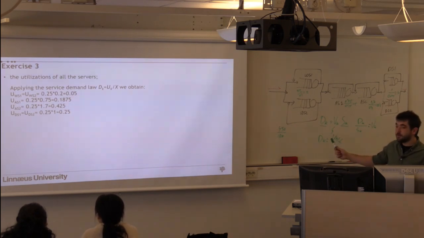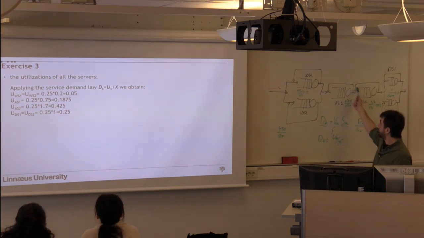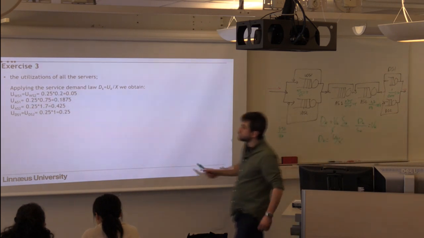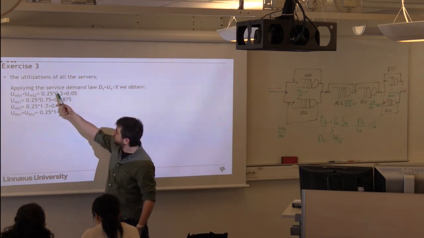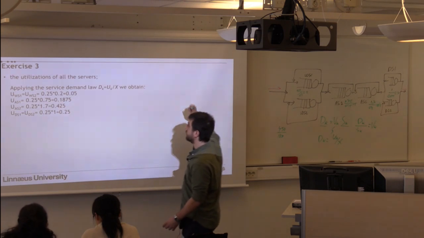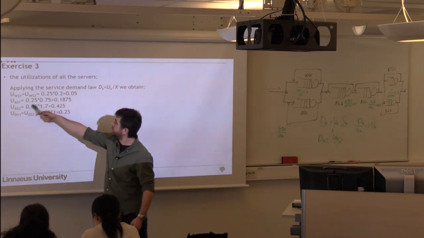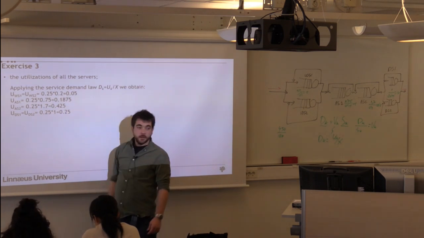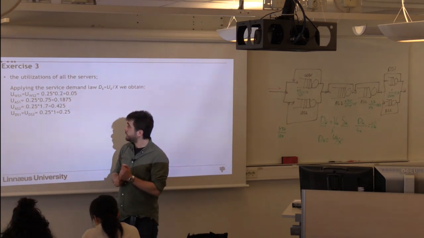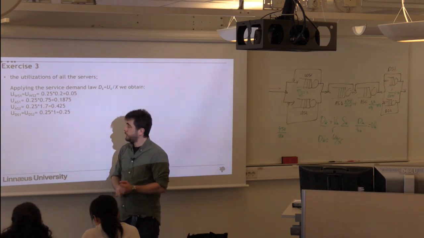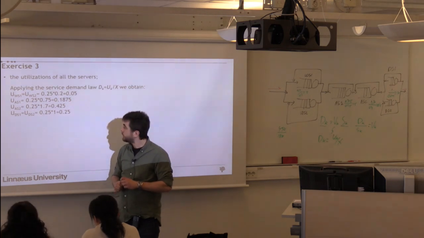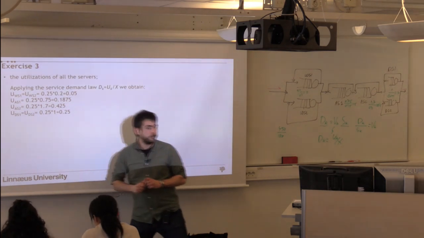So we are using the service demand law. Even if there are different visits for the service demand, we use the system throughput. And the system throughput is the same for all, it was 0.25. And we multiply by the demand of each one, and so the web servers' utilization is 5%, the first application server 18%, the second 42%, and the databases are 25% used.